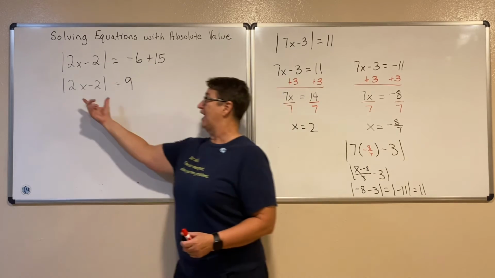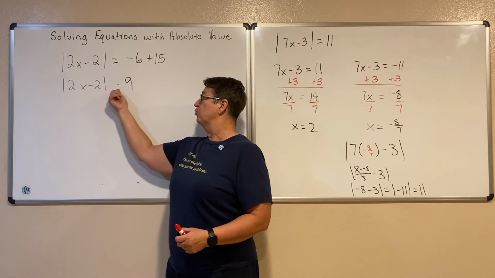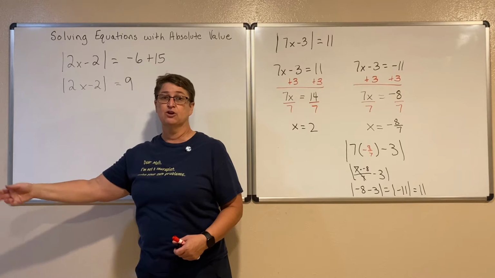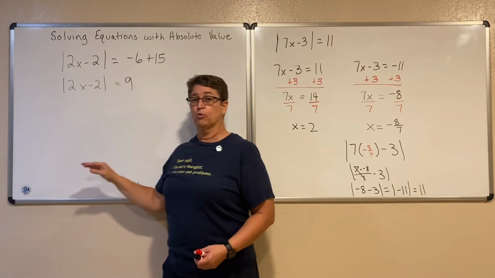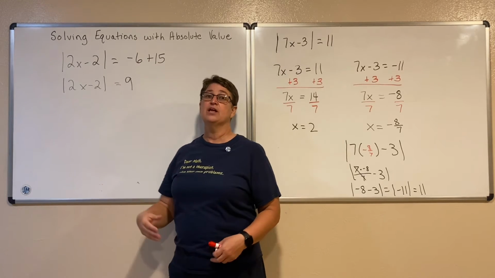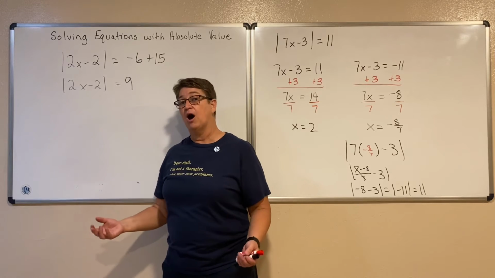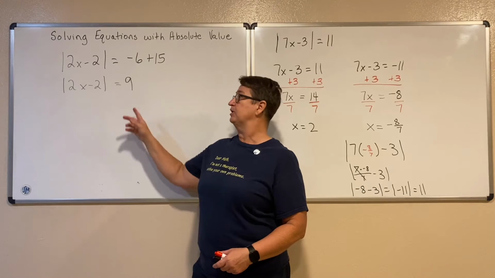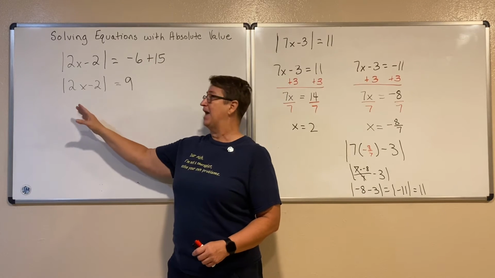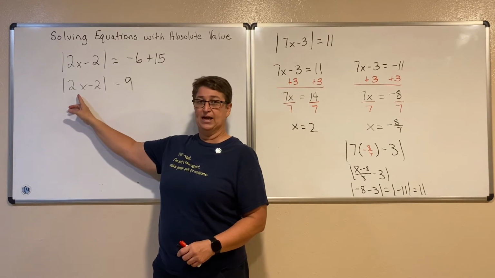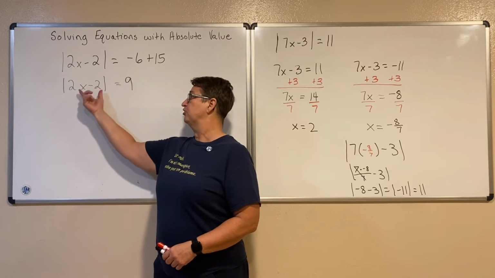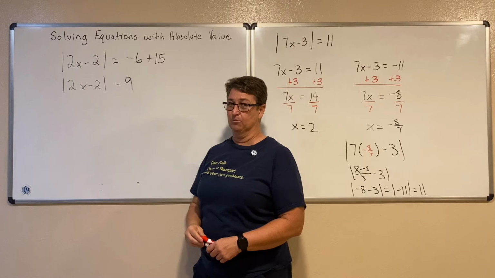Our absolute value should always equal a positive number because we're talking about that distance from 0. Or when we looked at that fancy definition, they both end up being positive. So this should be equal to a positive number. If it's equal to a negative number, then automatically we know that there is no x value that's going to make that true, because an absolute value should not be equal to a negative number.